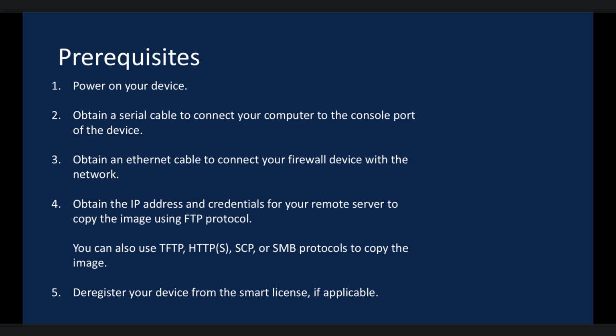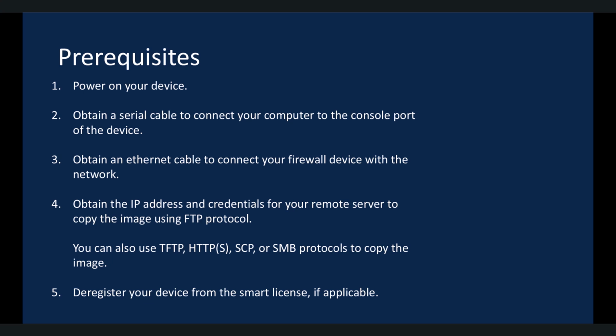If you need the device setup instructions, see the hardware installation guide linked in this video's description. Obtain a serial cable to connect your computer to the console port of the device. You can either use a USB drive or a remote server to copy the image to your firewall device. This video shows how to do this from a remote server using FTP.